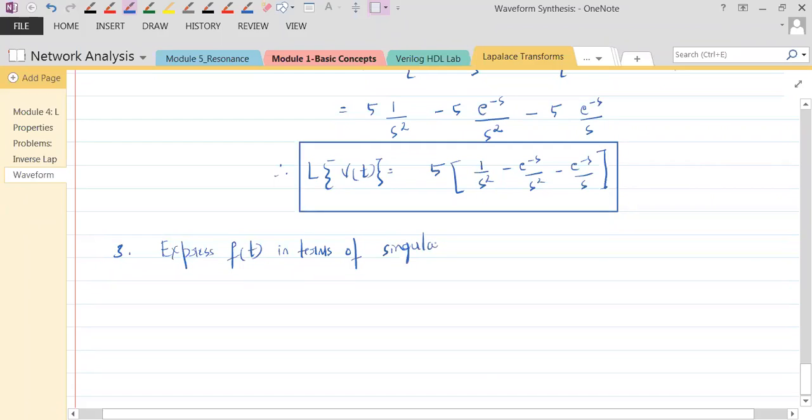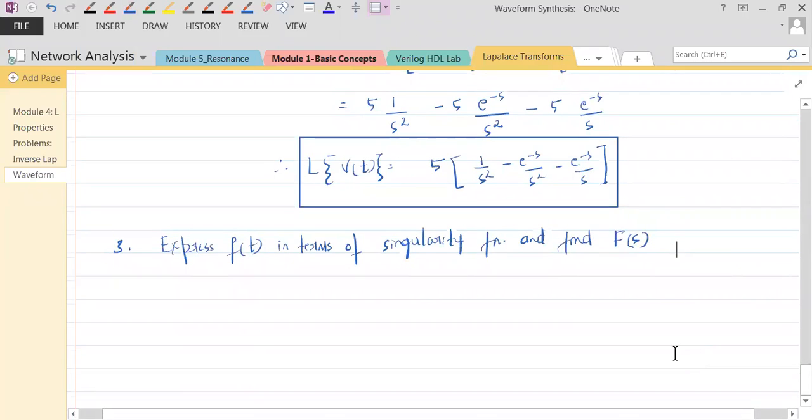singularity function and find the Laplace transform and find F of s, they'll say. That means they'll be giving us f of t. We have to find F of s. That means you need to apply Laplace transform on f of t to obtain F of s. Okay. Fine. Everybody take down this particular waveform.